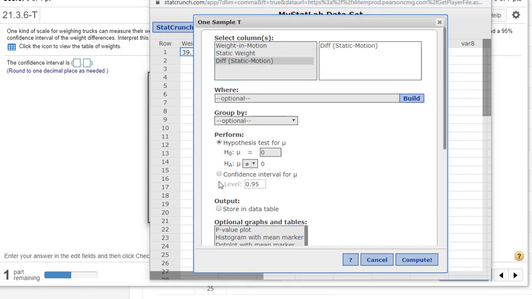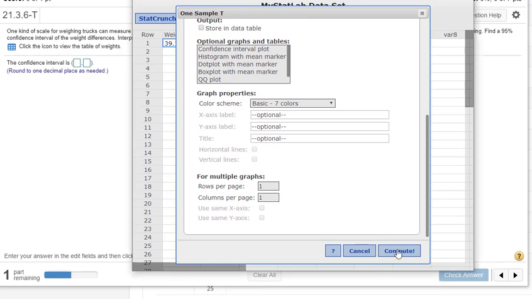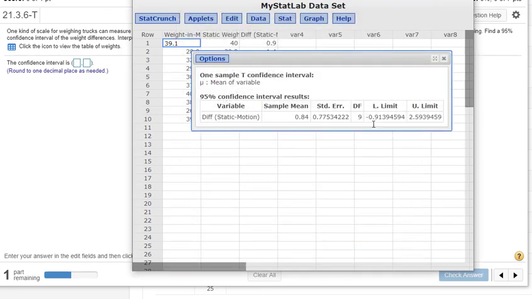We're not running a hypothesis test, we're running a 95% confidence interval. And press compute. And there we go. So we are in between negative 0.91 and 2.6.